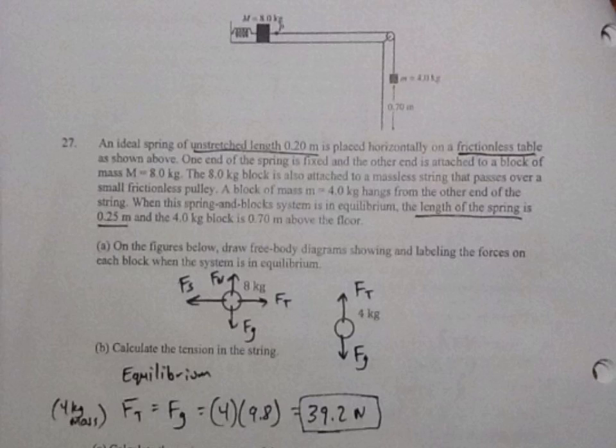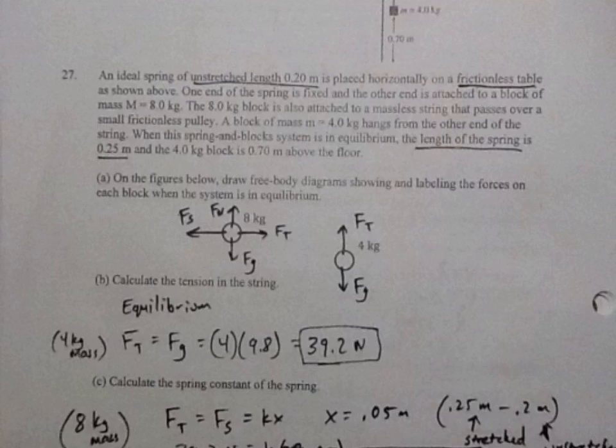Now for part B, calculate the tension in the string. If we look at the free body diagrams above, we see that both masses have an FT in them. So how do we know which one to use? Well, if we use the 8 kilogram mass, we don't know what the spring force is yet, at least. So we can't really use the 8 kilogram mass to figure out the tension in the string.